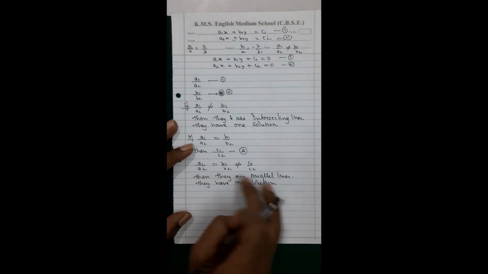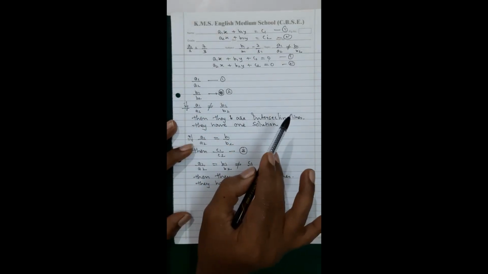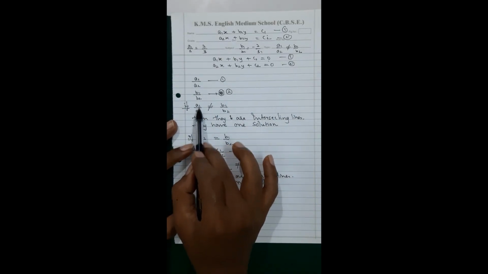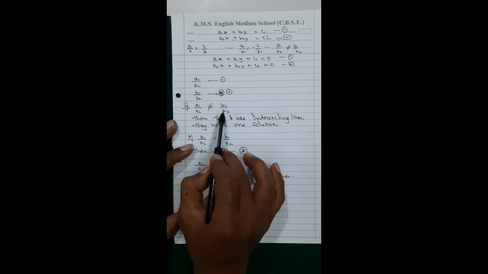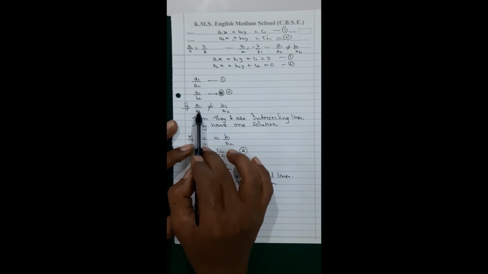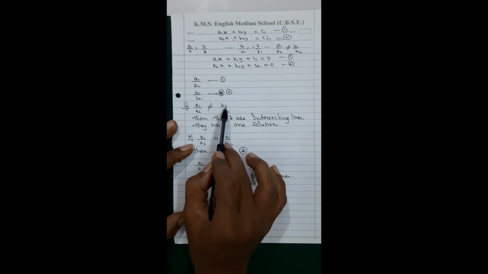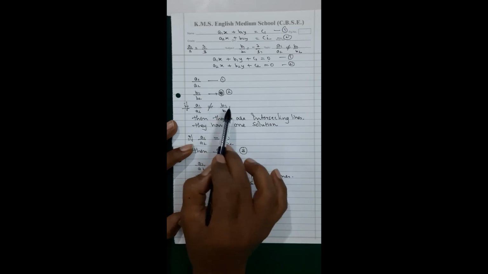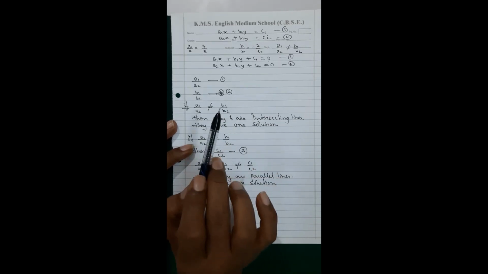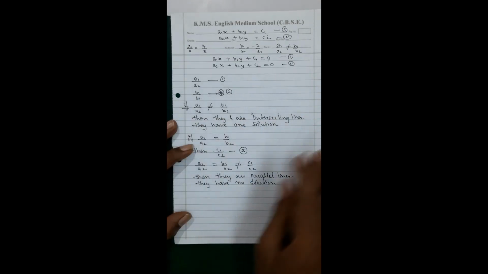This is the formula that you have to remember. If a1 upon a2 is not equal to b1 upon b2, means the ratio of the coefficient of x is not equal to the ratio of the coefficient of y, the ratio of the coefficient of one variable is not equal to the ratio of the coefficient of the second variable, they are not equal. That means the two lines are intersecting lines. They have one solution. Okay, chapter close.